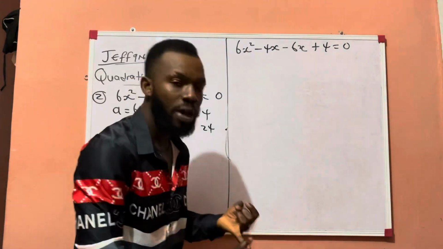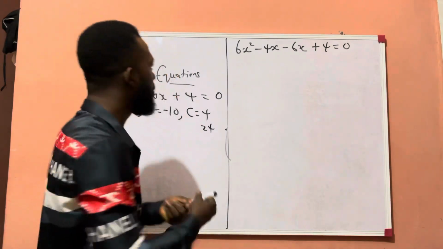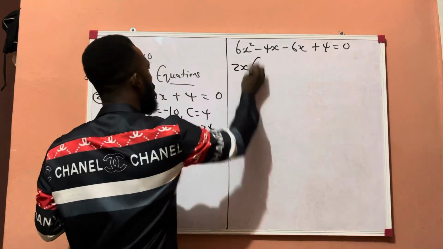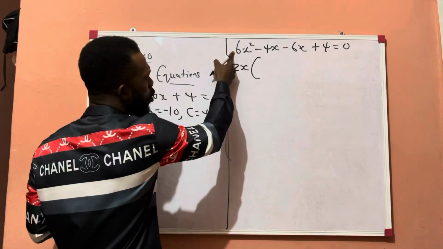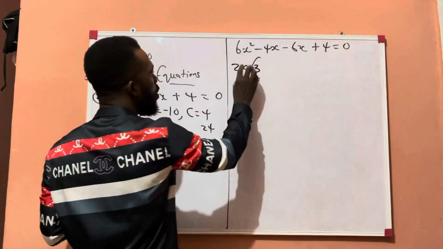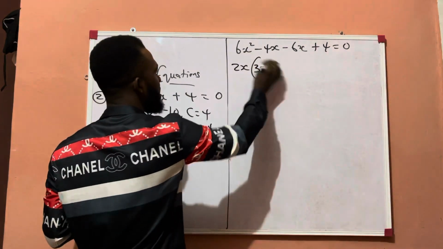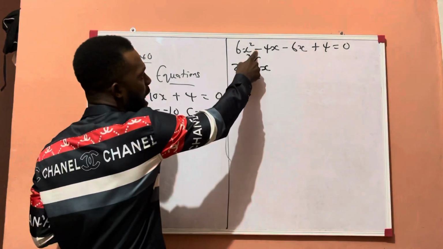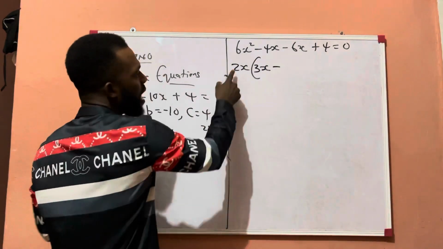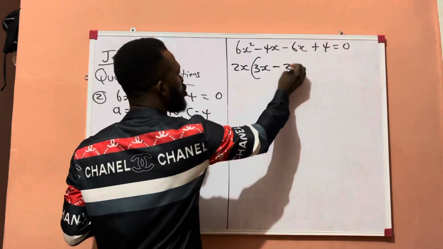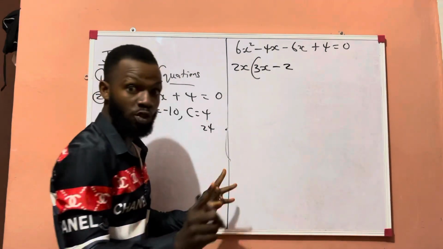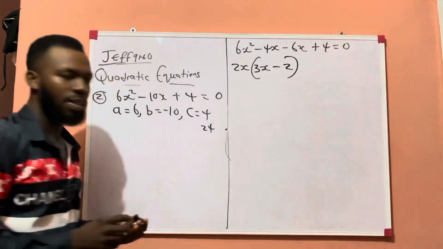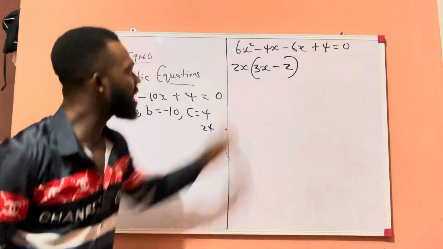Now, what do these guys here have in common? They have 2 and they have x. Now bring it out, 2x. Open your bracket. Now when 2 divides 6, you get 3. When x divides x squared, you get x. Now what sign do I have here? Minus. Now this is my minus. Now when 2 divides 4, you get 2. When x divides x, there is no more x. So what do we have? 3x minus 2.